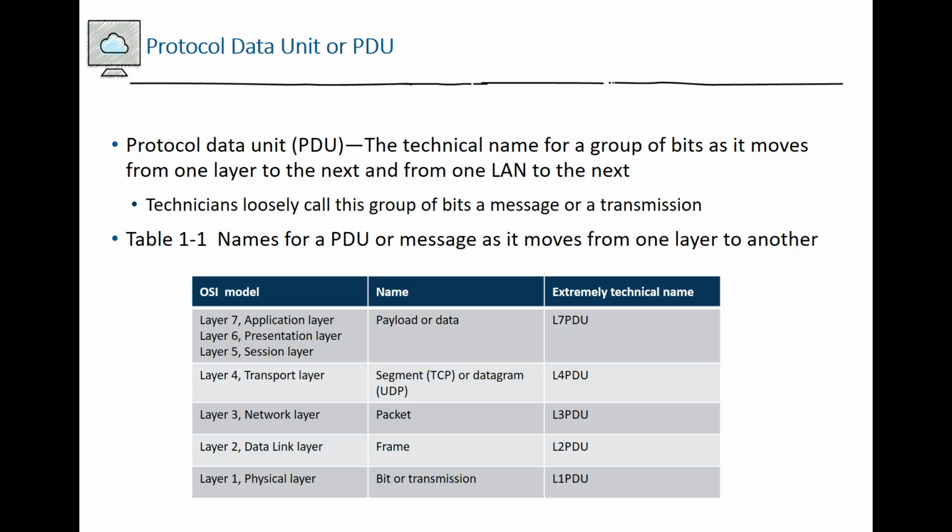So that's the payload. As it moves down, it becomes a segment or a datagram, which is then wrapped into a packet, which is then broken into a frame. And then down here, it gets sent as a transmission out, whether it's out on a radio wave or however we manage to get it out there. So we have a lot of pieces about that.